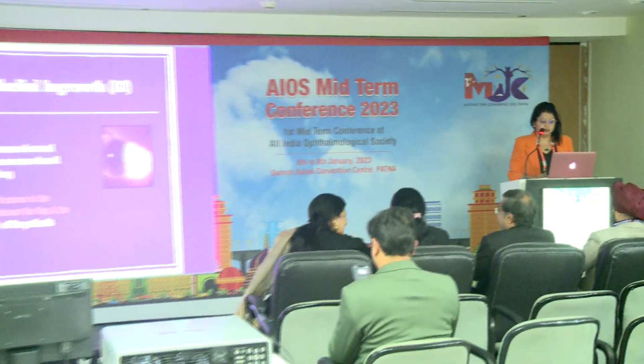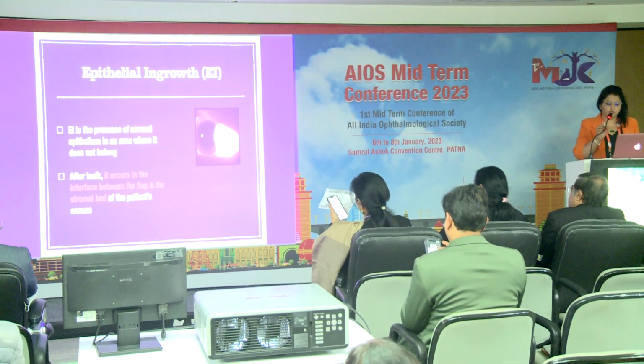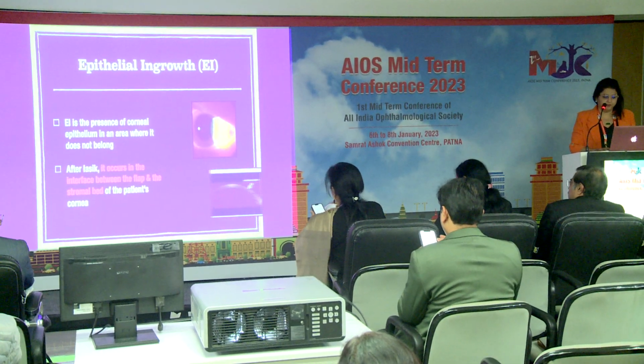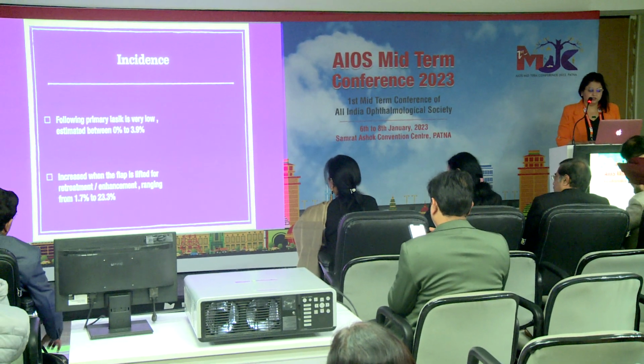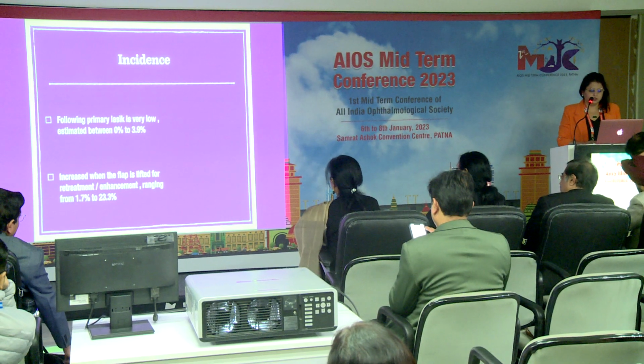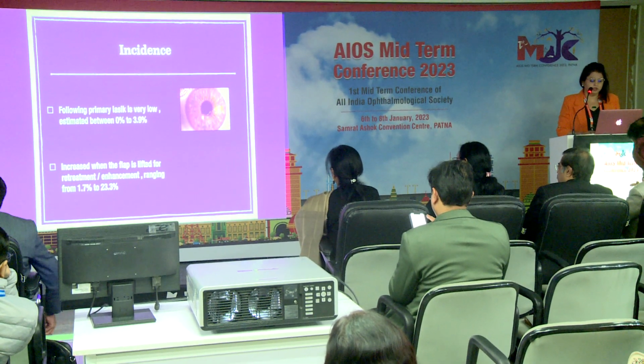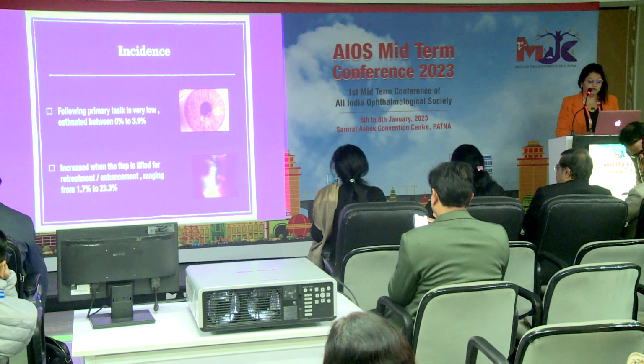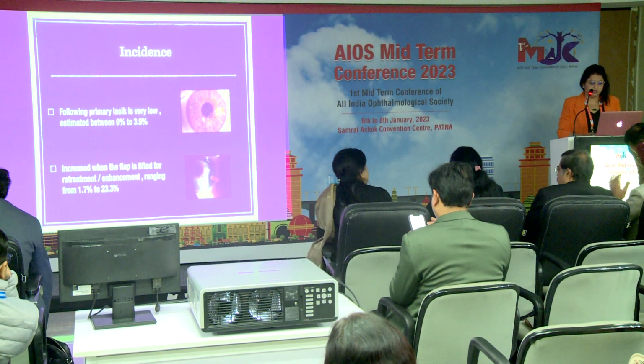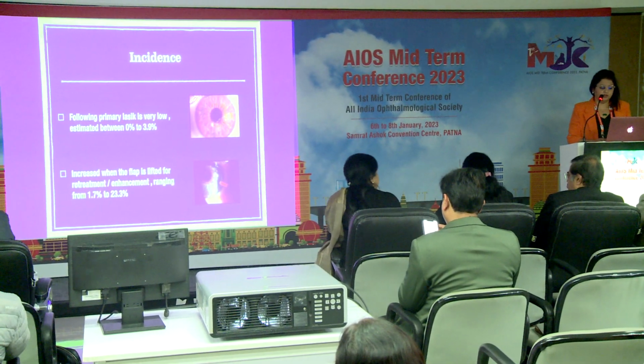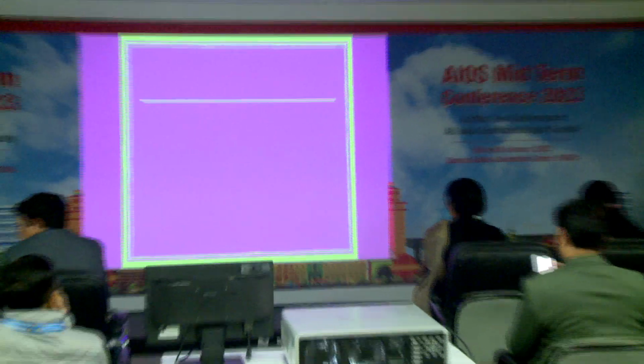So, epithelial ingrowth is the presence of corneal epithelium in an area where it does not belong, and after LASIK, it occurs in the interface between the flap and stromal bed of the patient's cornea. The incidence following primary LASIK is very low, estimated between 0% to 3.9%, and it is increased when the flap is lifted for retreatment or enhancement, ranging from 1.7% to 23.3%.